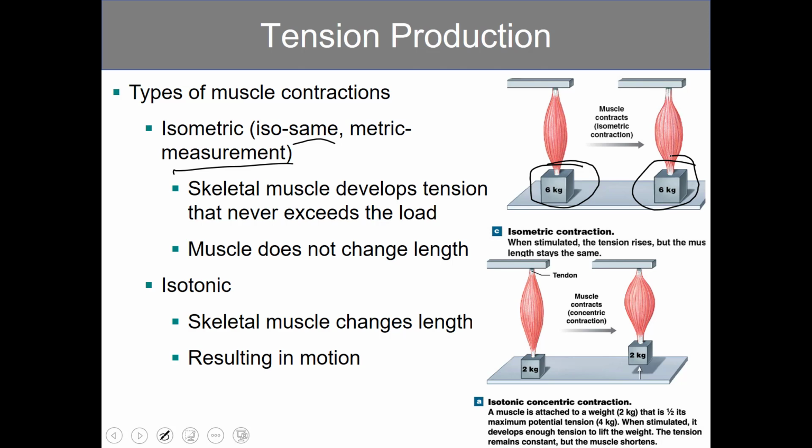Isotonic is when the skeletal muscle physically changes length, and that's going to result in motion. So you actually get a movement. And that only occurs when the resistance or the weight is less than what that muscle can lift. So isometric contractions versus isotonic contractions.